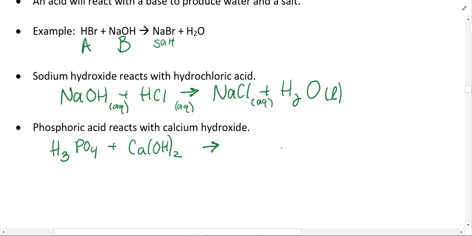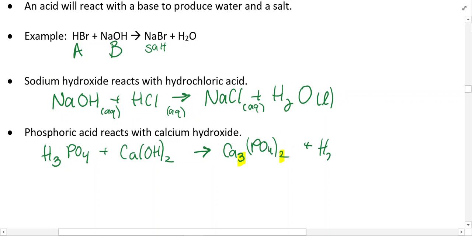So we're going to be making water still, but we'll also be making Ca3(PO4)2, and we have this 3 and 2 in place because we are balancing the charges, plus H2O. Now right now this reaction is not balanced, so you would need to balance it in order to be able to do any sort of calculations with it.